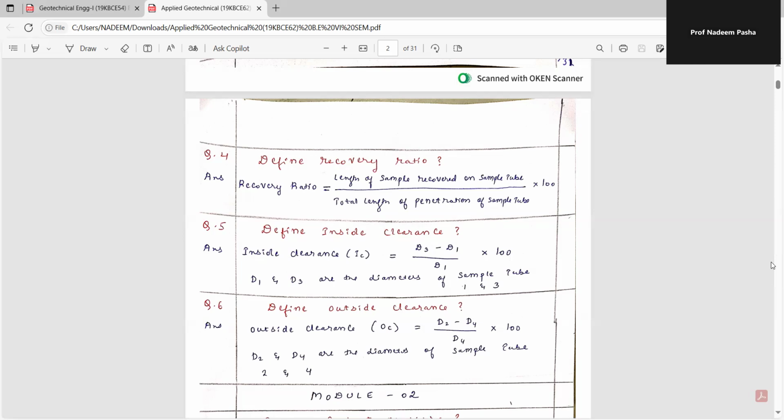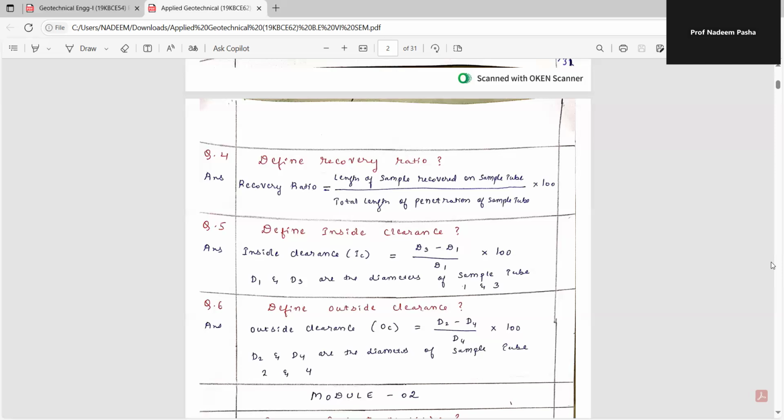Recovery ratio is nothing but the length of sample recovered in the sample tube. कितना लेंथ रहता सैंपल का जो कि सैंपल ट्यूब पे है, to the total length of penetration of the sample tube, into 100. Define inside clearance.